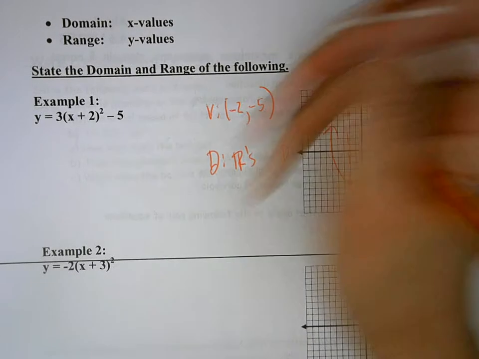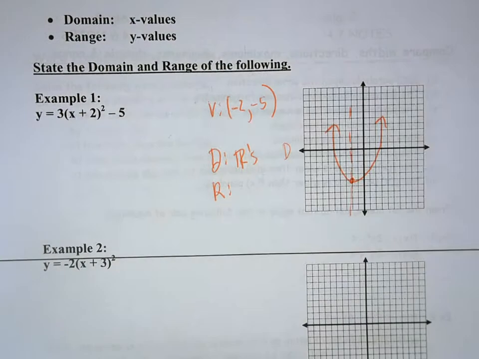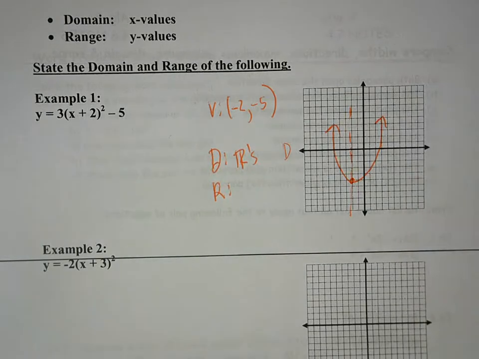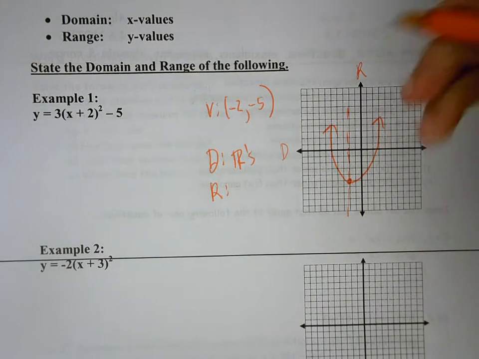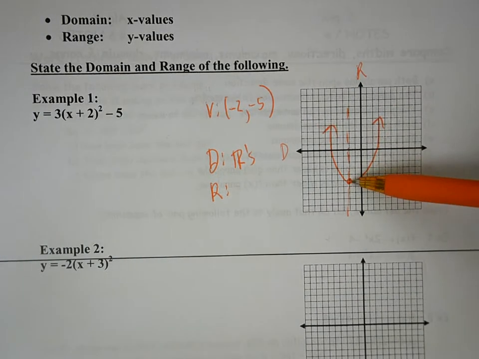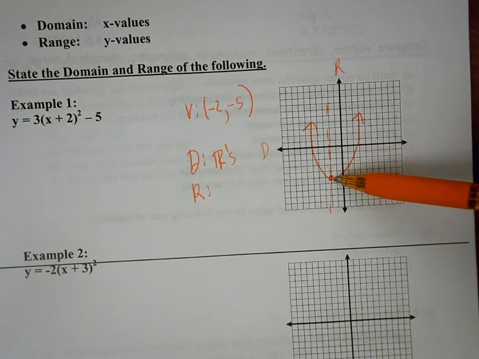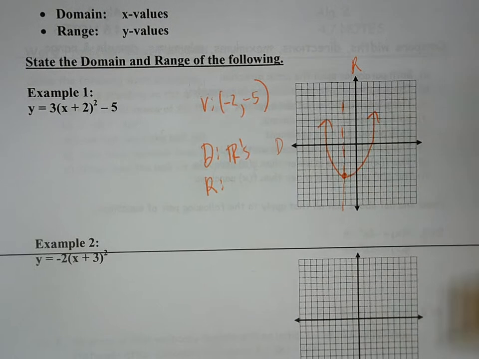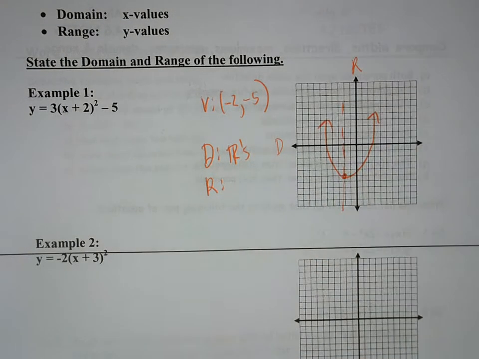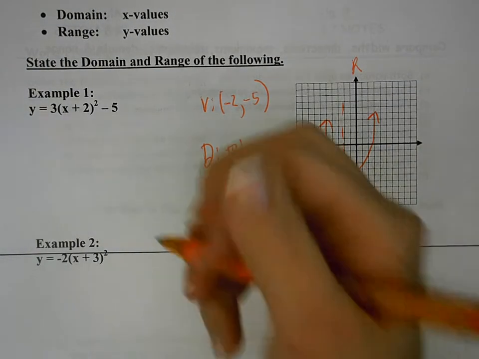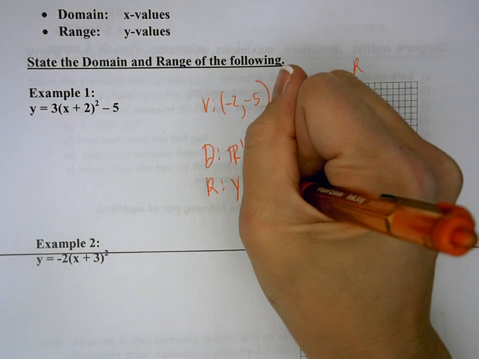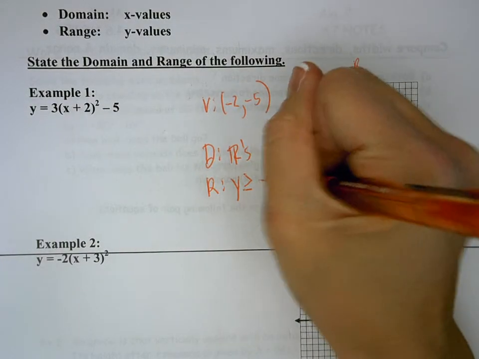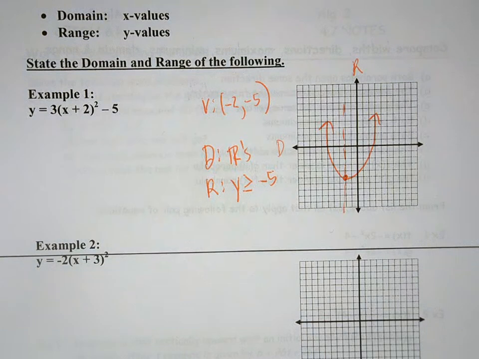Okay. Your range, though, is dealing with your up and down values. So this is your range. What point is this on my range? Are all the values bigger or smaller? So that means you're going to have y is greater than or equal to -5. And that's your range. Those are your answers.